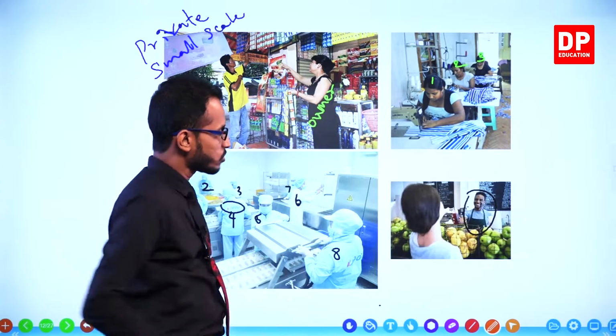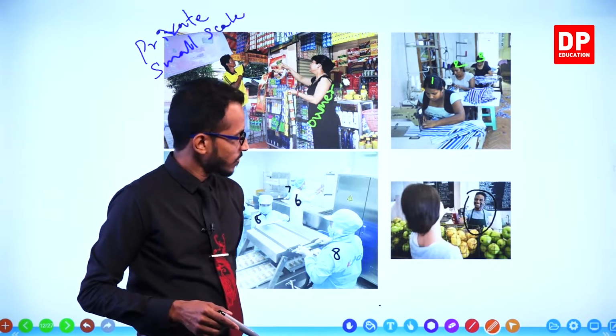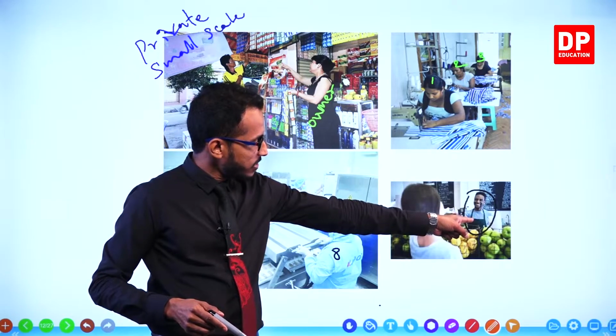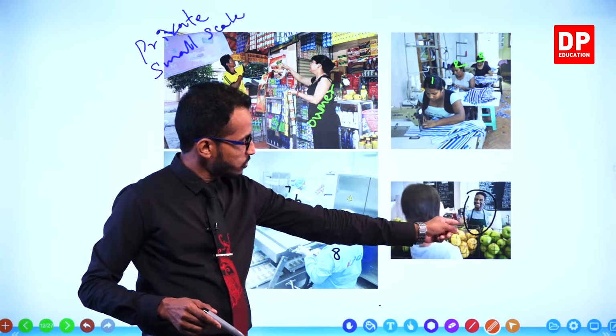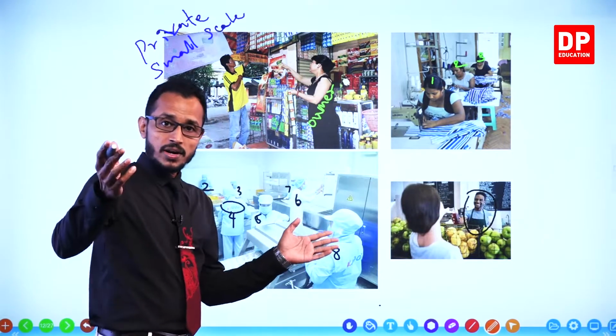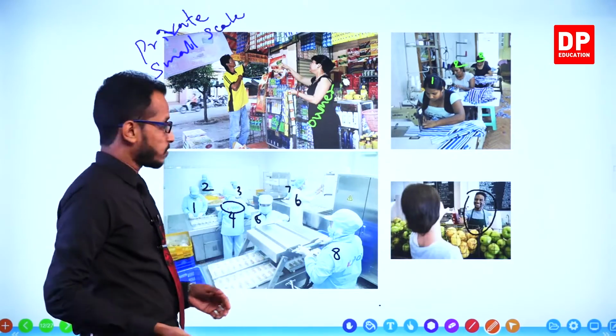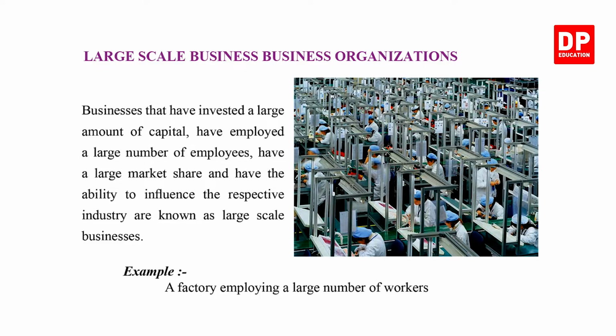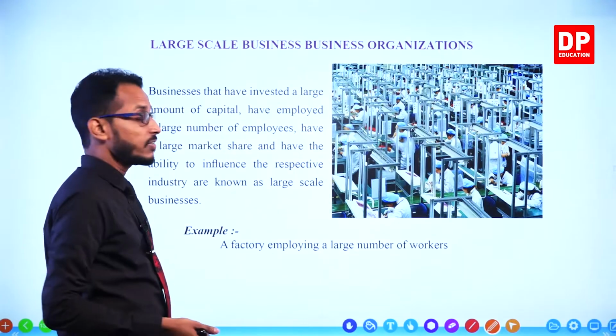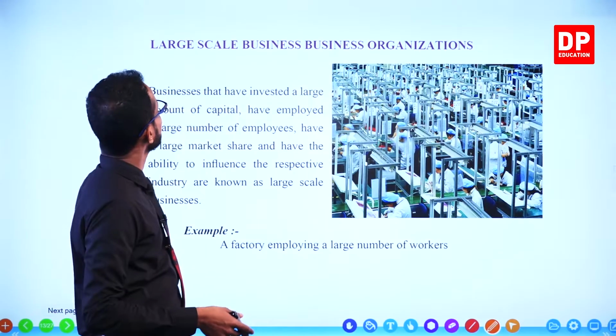It's a juice bar. This guy is running the business. He's providing juice to the customers. All right, we'll move on. We'll move on to large scale businesses. Large scale.